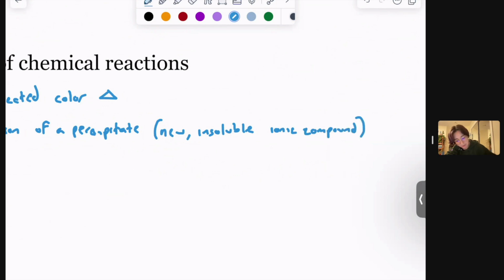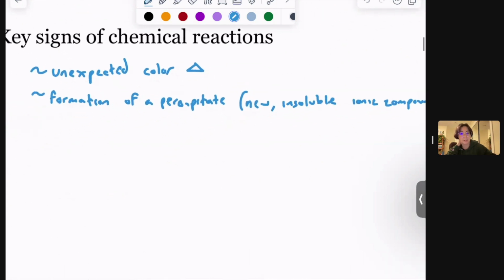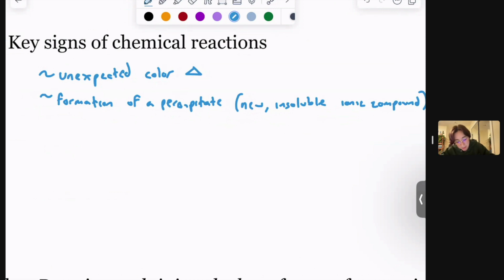So again, hopefully these sound familiar already. We'll work more with precipitates later, but that means that we made some kind of solid. Again, not just a phase change, not just something I already had becoming a solid, but a whole new substance that is a solid, a precipitate. We might see the formation of a gas. Again, not just something boiling, but the formation of a new gas spontaneously. Fizzing, bubbling, that kind of stuff.